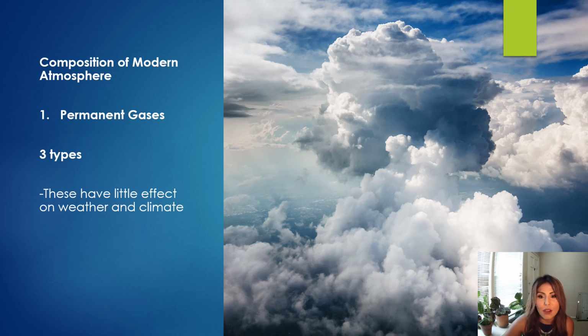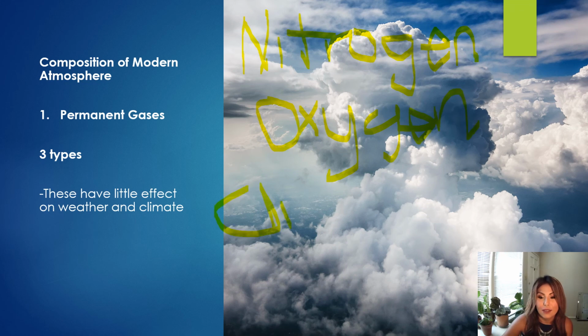Permanent gases are nitrogen, oxygen, and you're probably doing a better job of writing this down, and argon, A-R-G-O-N. Okay, so write those down. Oxygen, nitrogen, and argon. These are permanent gases. No matter what, these will never change.